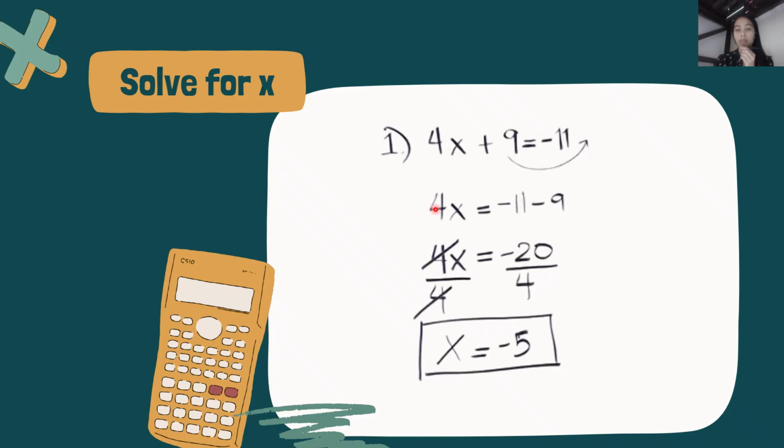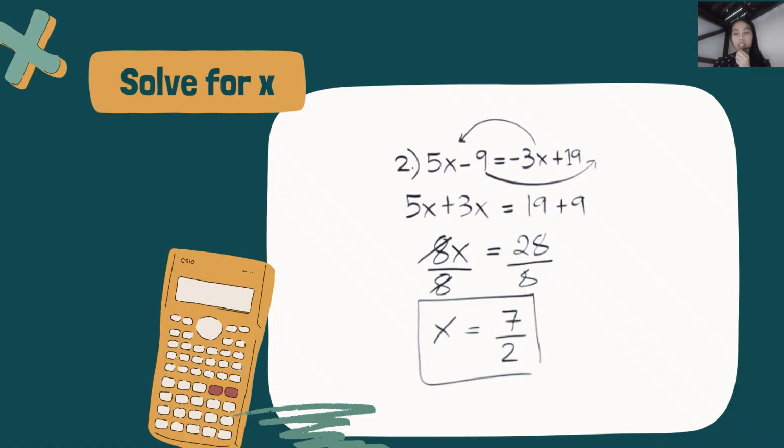So that will be 4x is equal to negative 11 minus 9, which simplifies to 4x is equal to negative 20. Next, since x is being multiplied by 4, we divide both sides by 4. Then that will become negative 20 over 4, and this gives us our solution, x is equal to negative 5.